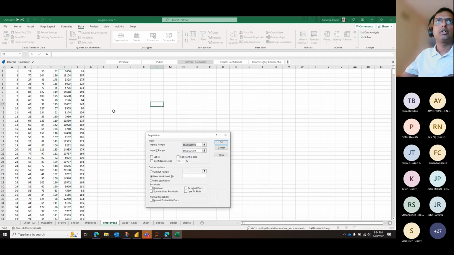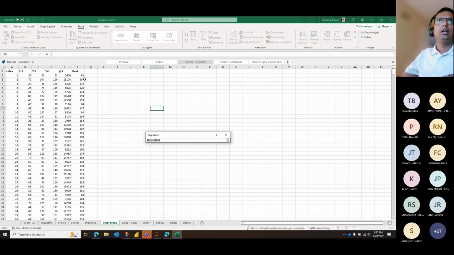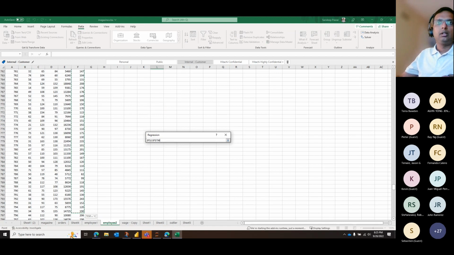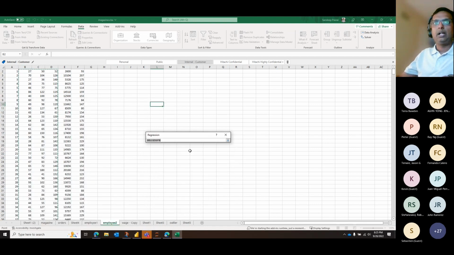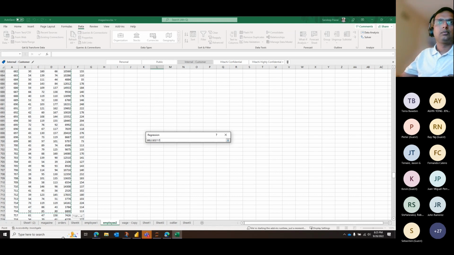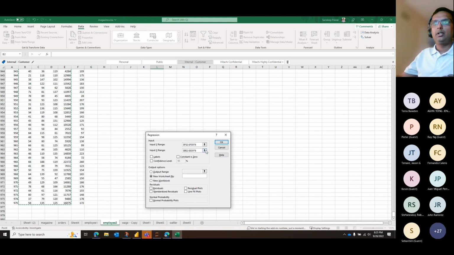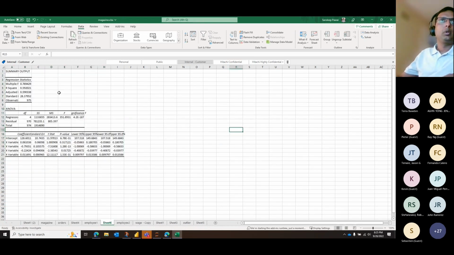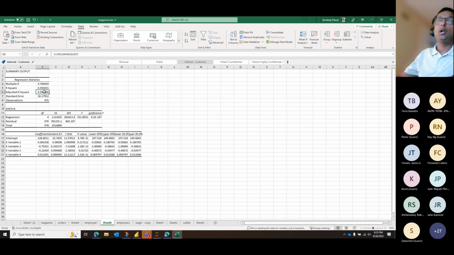If I again go back to regression, and then I say, hey, take this final result again, and then take my x, which in this case is this, and then create a new sheet, and then OK. Now notice my R squared value jumped up from 0.53 to almost 60%, which is significant, right? That's a significant increase. Just adding that one variable increased the overall accuracy of the model.